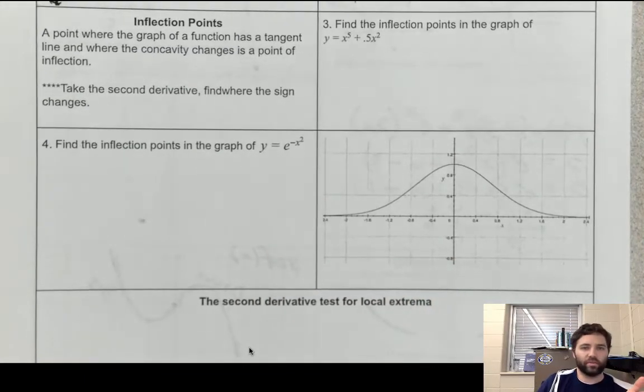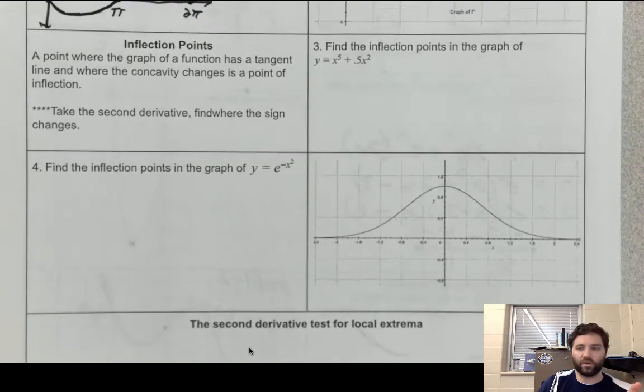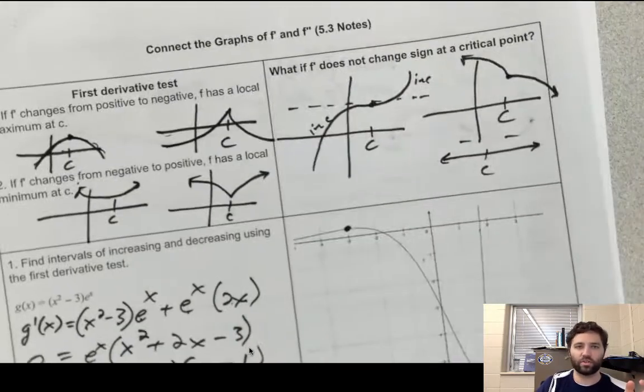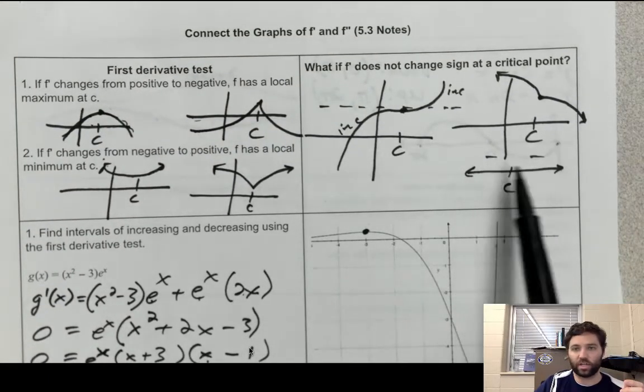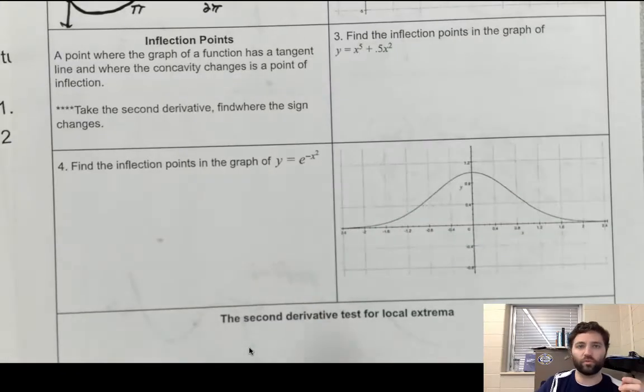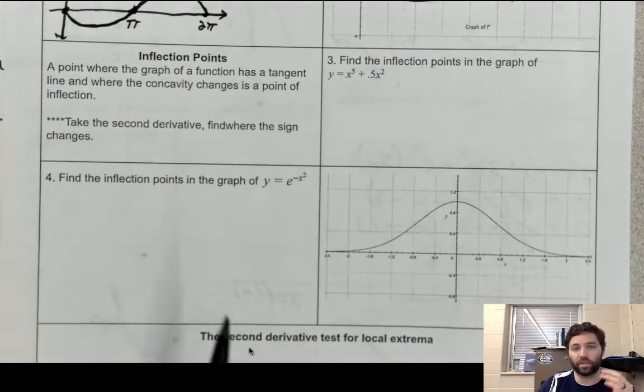We're going to take the second derivative and we're going to find where the sign changes. Very similar to the first derivative test. In the first derivative test, you may not have a maximum or a minimum if the sign doesn't change at that critical point. Well, the same thing is going to be true for looking for inflection points. If you take the second derivative and you find a point where the second derivative is 0 or doesn't exist, then you may not have a point of inflection. If there's a change in concavity at a point where the second derivative doesn't exist, that is not an inflection point. There's a change in concavity.